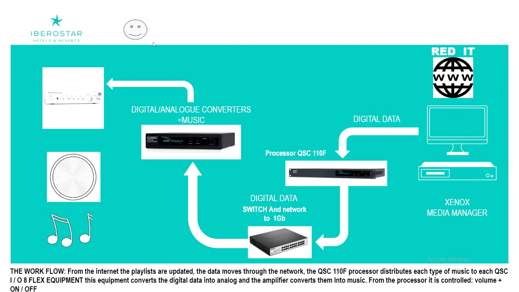Then the QSC system is basically the equivalent to our TV, right? When you receive your box from the TV service, you need to connect it to your TV in order to watch the programs, right? Well, it's basically the same. We receive the service, we receive the content, and then we need to distribute all that content around the hotel. This content is distributed through the network. So we have two networks. We have the internet network so this thing gets updated, and we have an internal network in the hotel so we can distribute the music to all the places that we want or need.